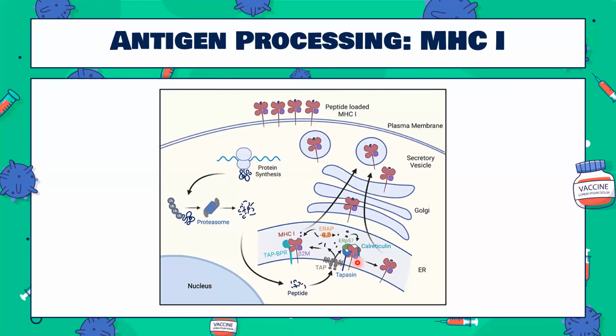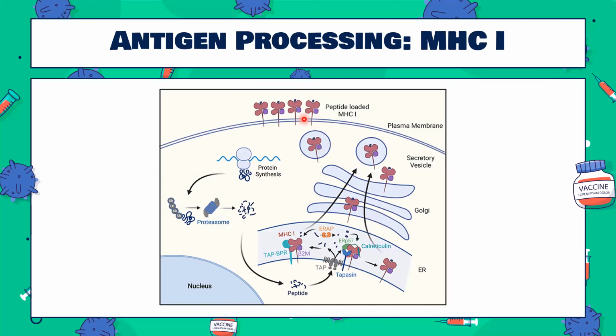So once tapasin joins with our MHC, and once we finally are able to get this antigen to present, this entire MHC is going to go through the Golgi apparatus and get packaged into an endosome. The membrane of this endosome is going to fuse with the lipid membrane of the cell, and it's going to get presented as a peptide-loaded MHC class 1. So the antigen is actually going to travel all the way from the endoplasmic reticulum through the vesicle to the cell surface along with our MHC.